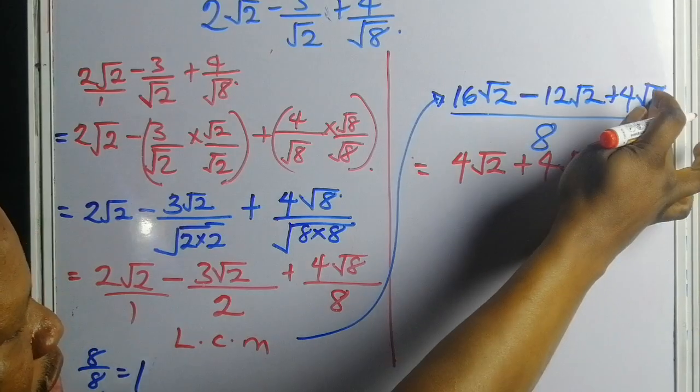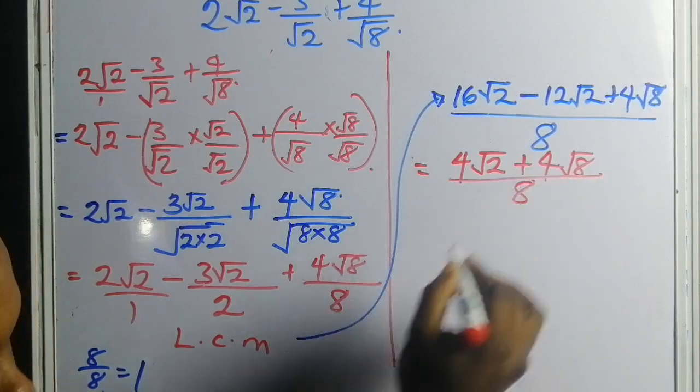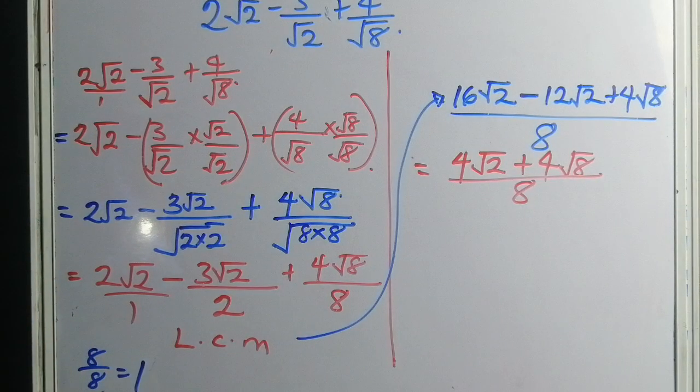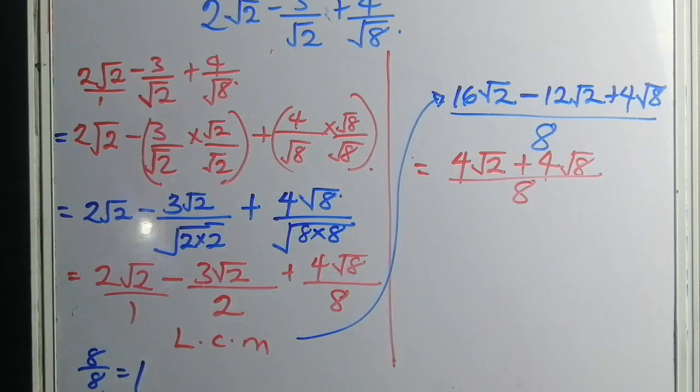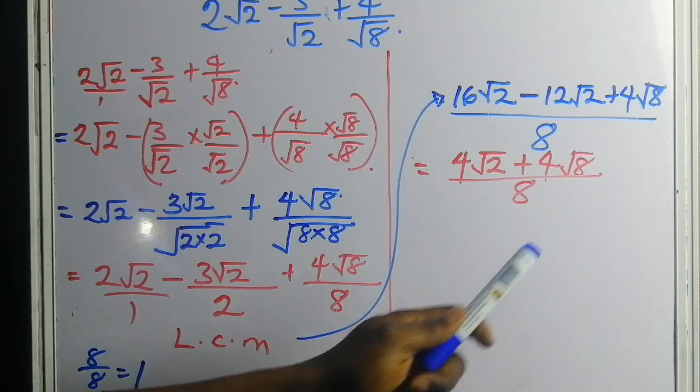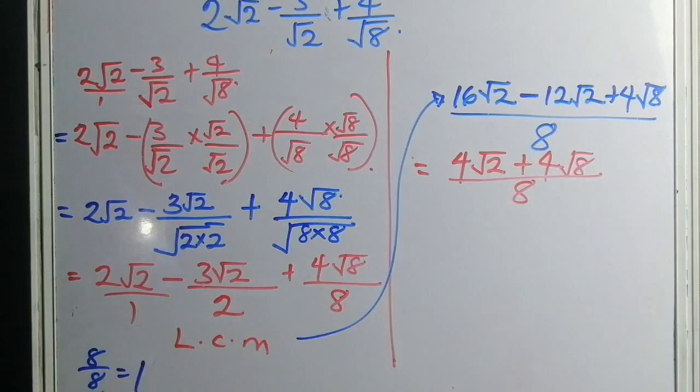Okay? Plus 4 root 8, which is this one here, over what? Over 8. So look at this very well. 2 root 2, root 8. It's not the same thing. I cannot add them. The only thing I can do is just to simplify this root 8 further to be able to add it.